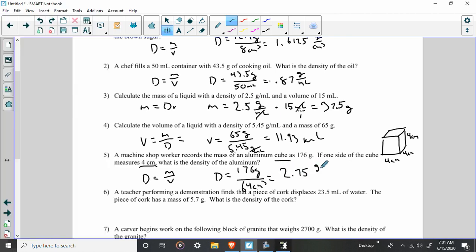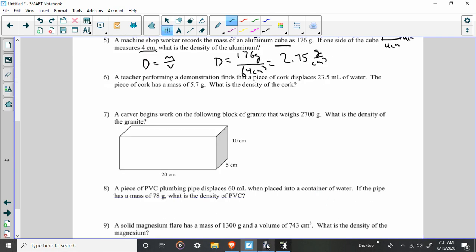2.75 grams per centimeter cubed, which makes sense because we would expect a cube of aluminum to sink in water, right? So obviously this is much more dense than water, okay? So anyway, you guys give something to try, and let me know if you have any questions.